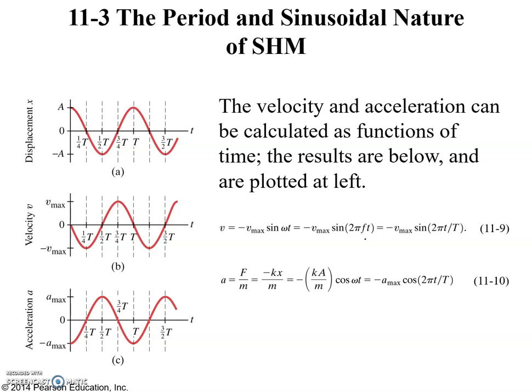And here we just have the formulas for velocity at any given point in time based on the maximum velocity, and then the acceleration as well of the object at any given point in time if we know its maximum acceleration. And these functions are graphed here as well, and we see they are also sine or cosine waves. So we've got displacement, velocity, and acceleration, all showing similar graph shapes when graphed with respect to time.